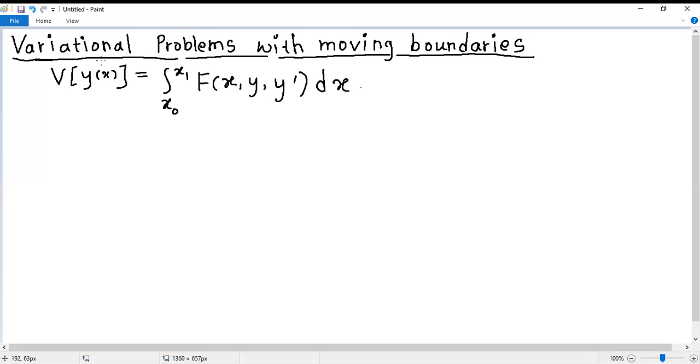Hello everyone. In the last video, we started a new subtopic, that is variational problems with moving boundaries. We have already seen what these problems are. All this time, we were dealing with functionals of this type, but the endpoints of the extremal we were looking for were fixed. Our class of admissible curves was of this form, that means all the curves passing through these two fixed points.